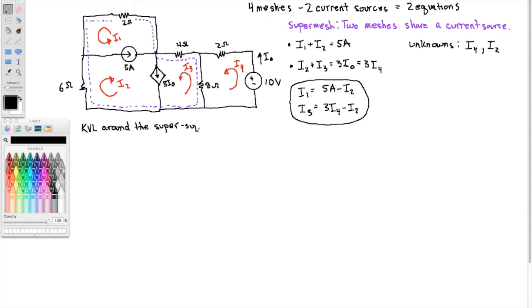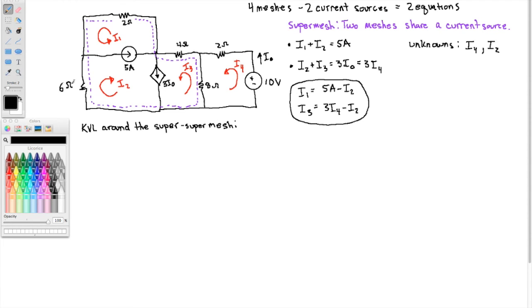Super mesh. Okay, so I'll start at the top left and work my way counterclockwise to go with kind of I1. So if I'm following the purple dashed line, I start here, coming down here.